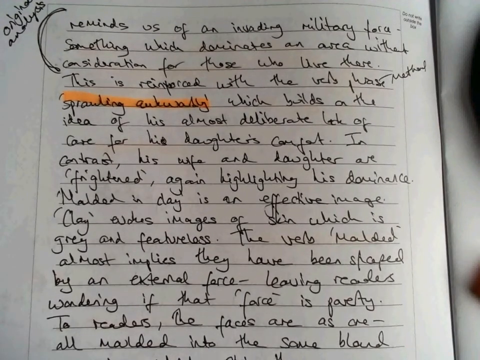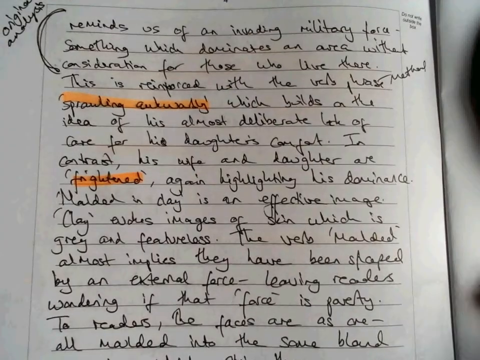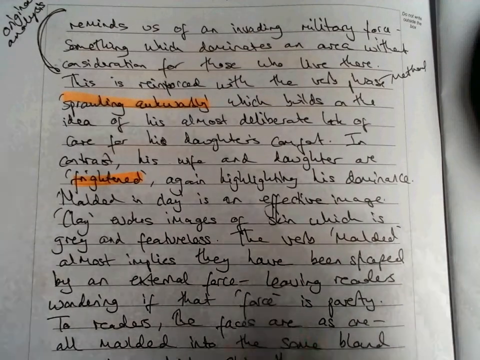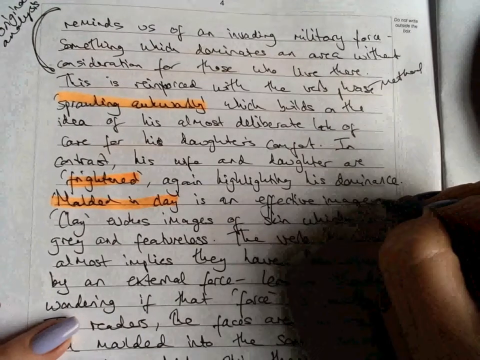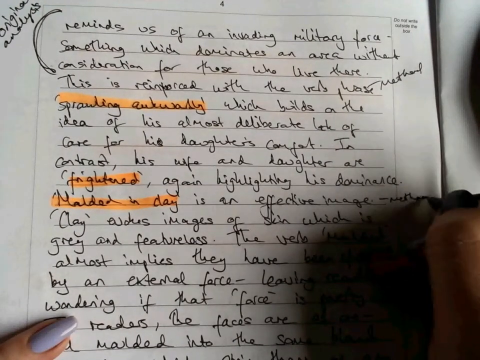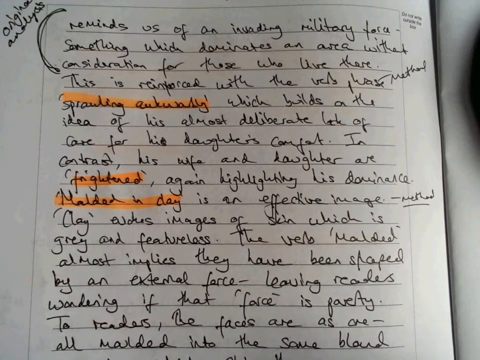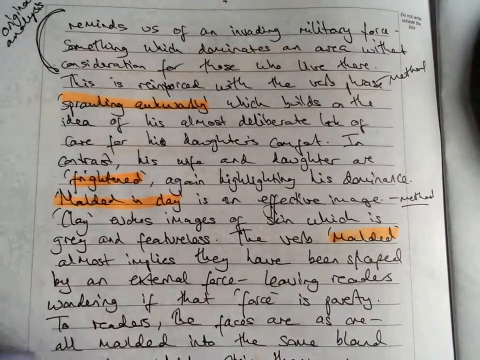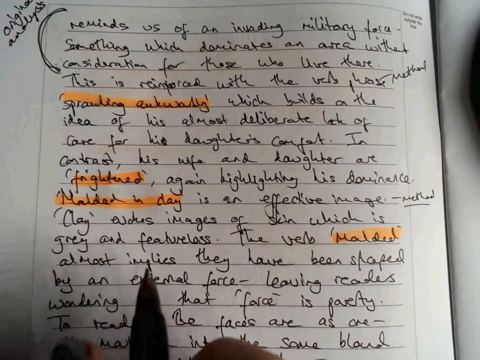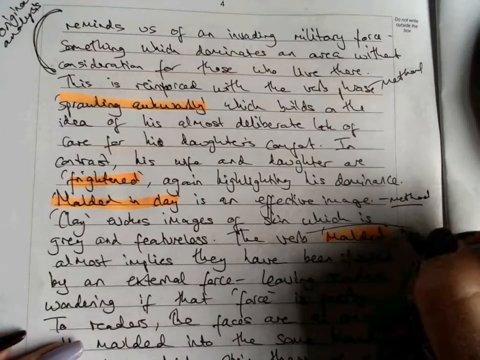In contrast, his wife and daughter are frightened. I could have put something here about the writer using adjectives, frightened, but it doesn't matter. Again, highlighting his dominance. Moulded in clay, so I'm going on to yet another example, is an effective image. Images, that's fine to use in terms of a method. Clay evokes images of skin which is grey and featureless. The verb moulded. Can you see again where I've taken a quote like moulded in clay and split it up and talked in detail about both words? So we've got more method, this time looking at verbs.